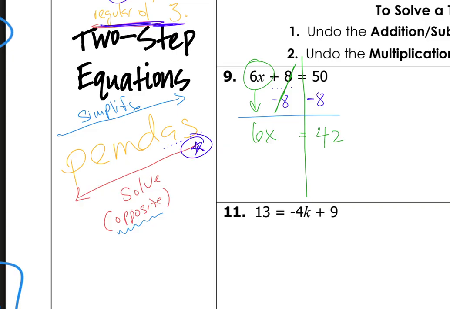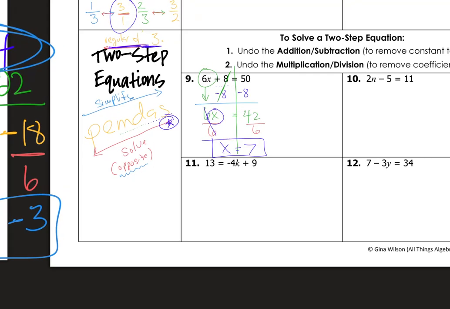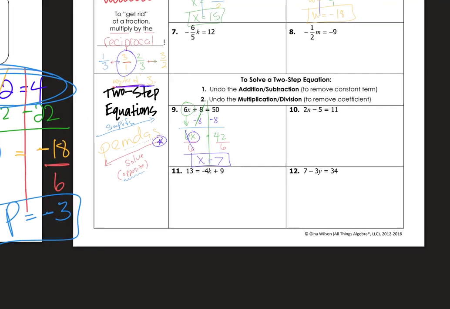What's happening to x now? It's being multiplied. So there's no adding or subtracting happening to it. But guess what? There is multiplying or dividing happening to it, right? So that's why we're going to divide by 6. Why divide? Because that was multiplying, right? The opposite of multiplying is dividing. And what happens is the 6's cancel, giving us x equals 7. That's it. Two-step equation. You can do these.